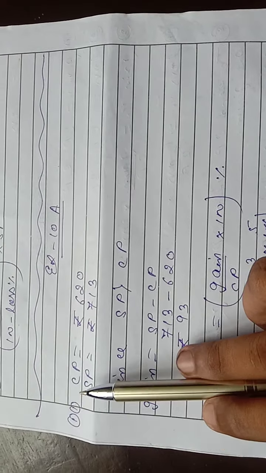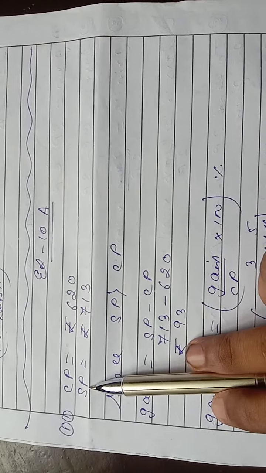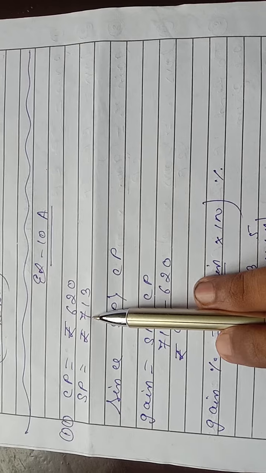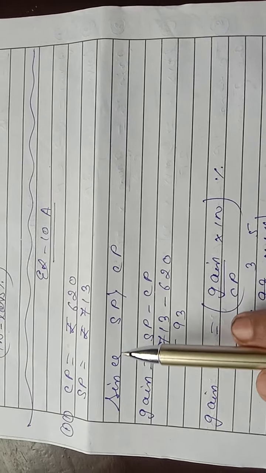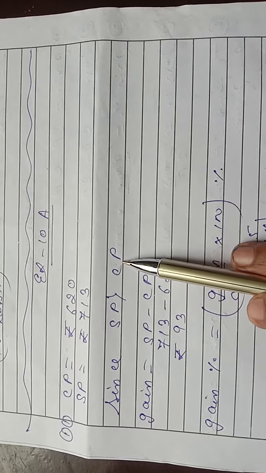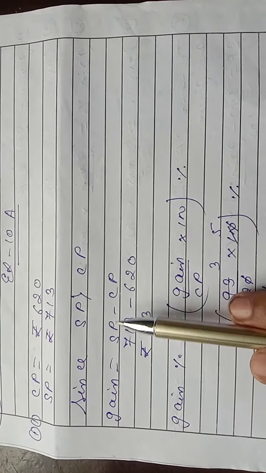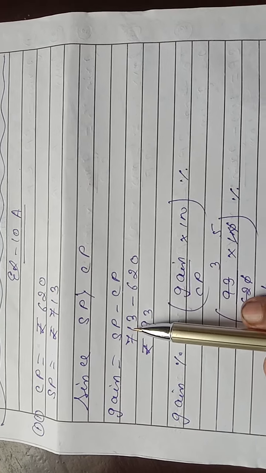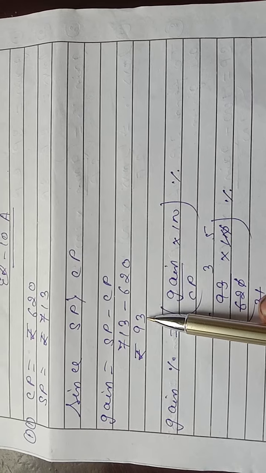As it is given, cost price is 620 and selling price we have got as rupees 713. Since SP is greater than CP, gain is equal to SP minus CP. When we subtract, we will get rupees 93.